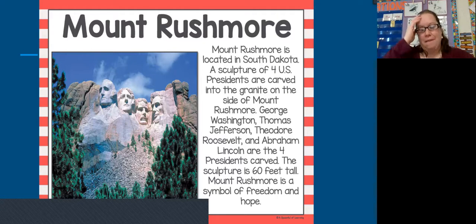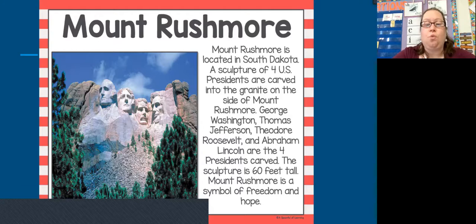So first, let's talk about Mount Rushmore. Mount Rushmore is located in South Dakota. It is a sculpture of 4 US presidents. They are carved into the side of the mountain, and this mountain is called Mount Rushmore. The presidents' faces that are carved in this mountain are George Washington, Thomas Jefferson, Theodore Roosevelt, and Abraham Lincoln. The sculpture is 60 feet tall, and Mount Rushmore is a symbol of freedom and hope.